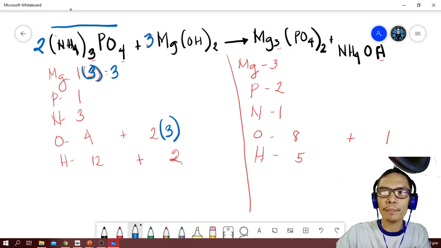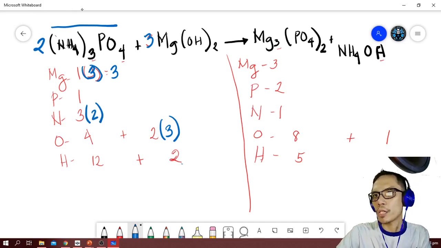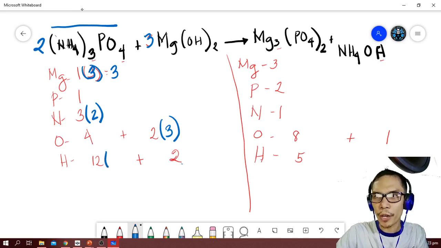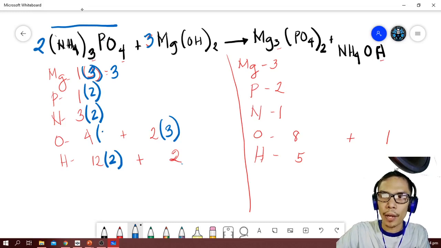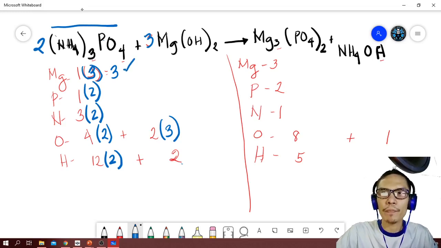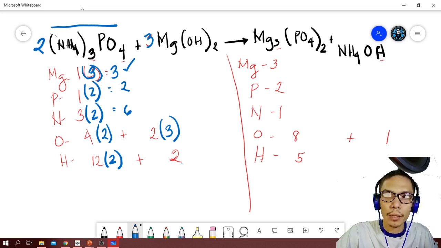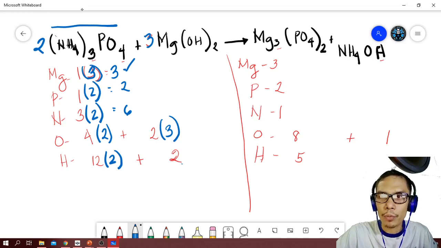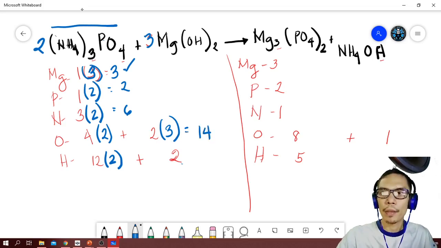So since we put a 2 here, we have 2 times 3, that will be 6. Next one, 2 times 12, that is 24. Next one, 2 times 1, the phosphorus, that is 2. Next, 2 times 4, that is 8. So this one is balanced already. We have 6. 4 times 2, that is 8. Then 2 times 3 is 6. That will be 14 on this side.